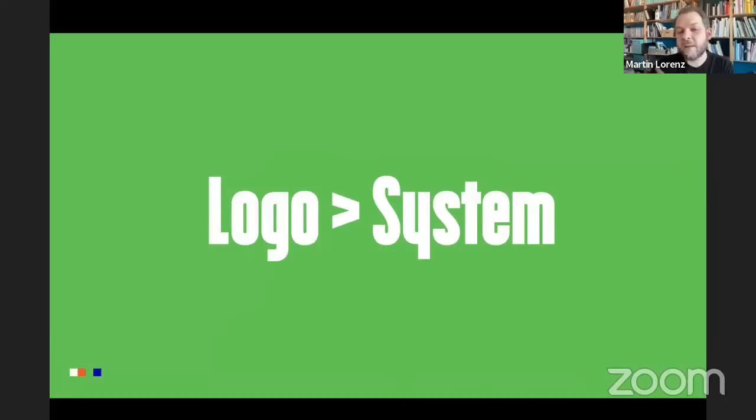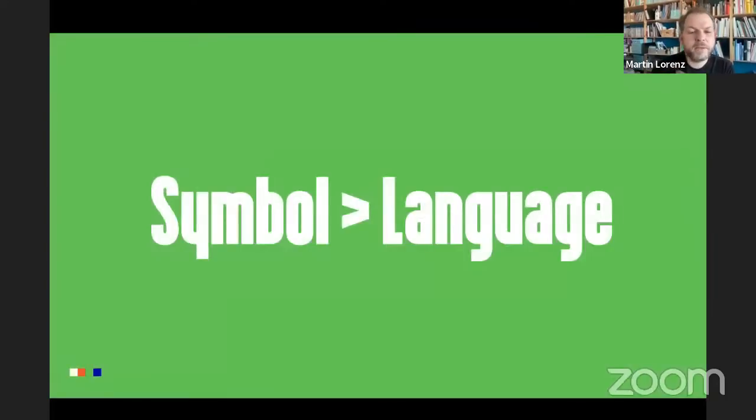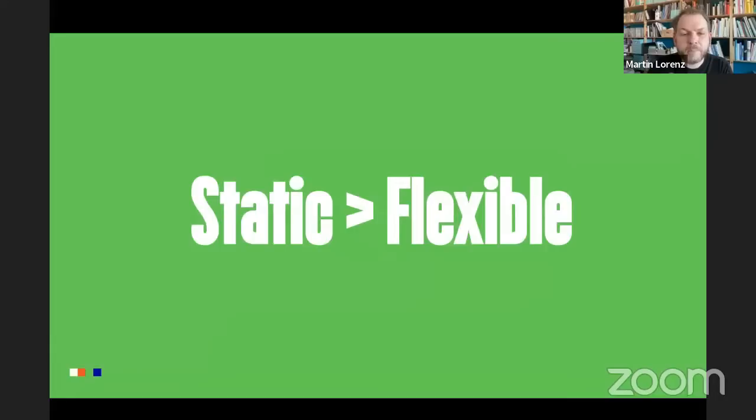But it was clear that something had happened. It was going from logo to system design, because the system was able to do more things. The logo is just one symbol, one message, but the system is a language that is able to express many different messages. So we had this paradigm shift from symbol to language, if we look at the function of a visual identity or the tools of it. And we had to change from static to flexible, because more and more the websites and the devices on which we were looking at identities became more important. So we had this change from static to flexible.